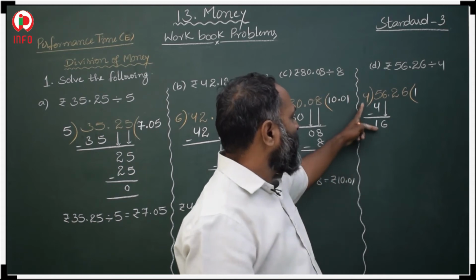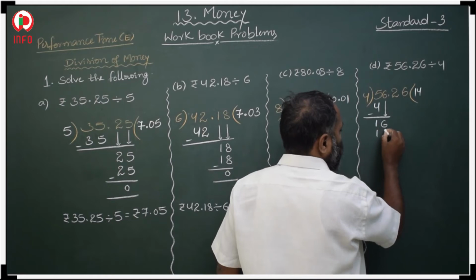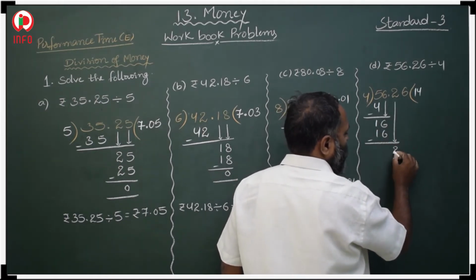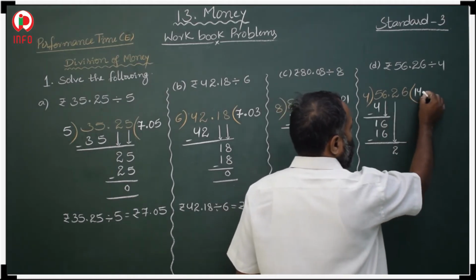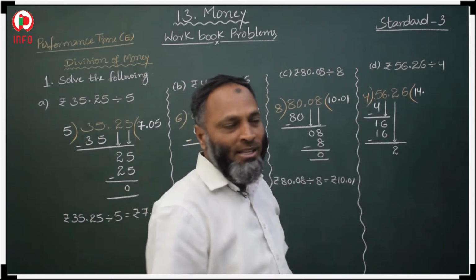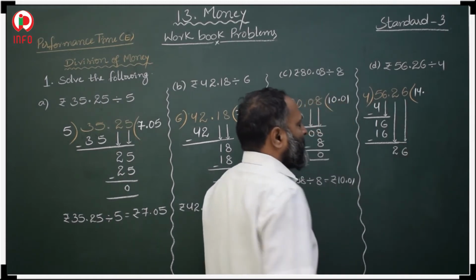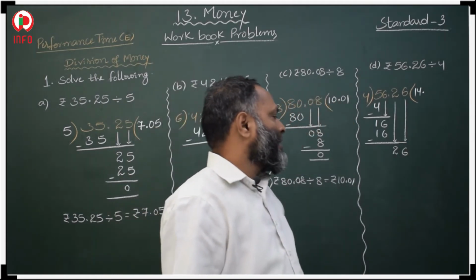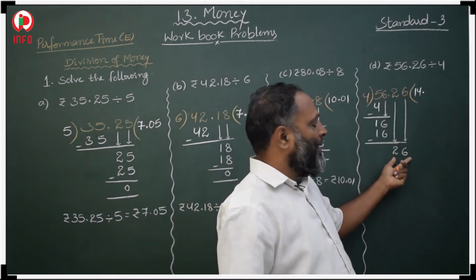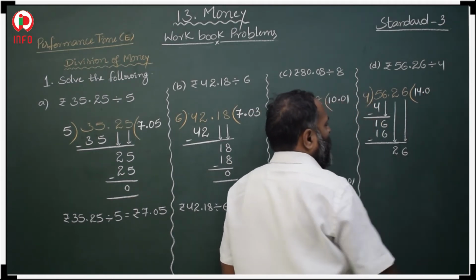When will you get 16 in the 4 table? 4 4s are 16. Then 16 minus 16 is 0, no need to take. Now copy the decimal places. Decimal place means here we keep a decimal point. 2 is less than the divisor, so you copy the next digit 6. Since we took the decimal places at a time, we keep a 0 here.